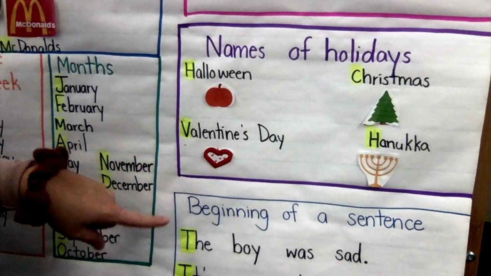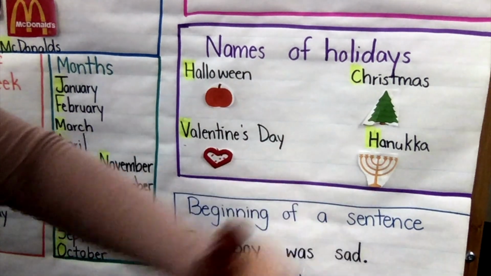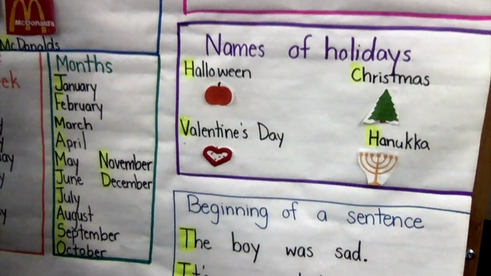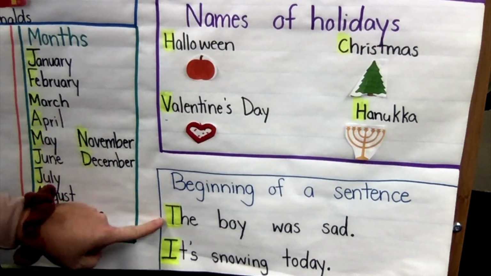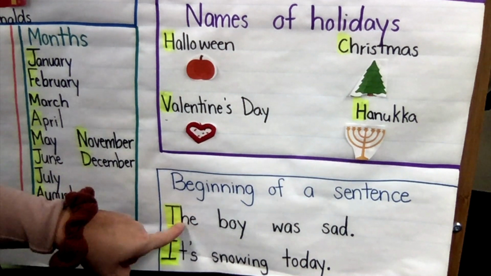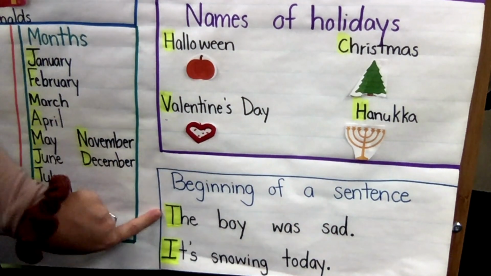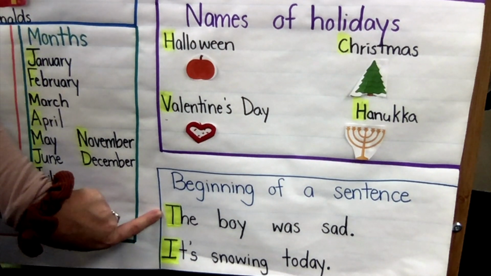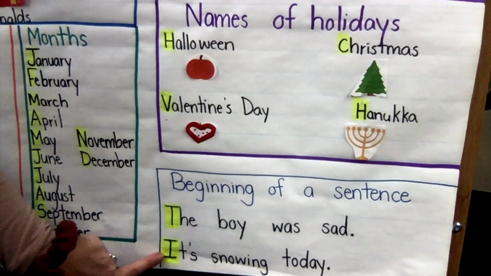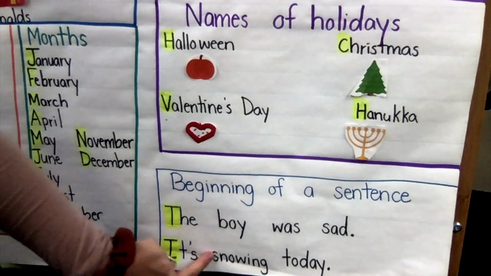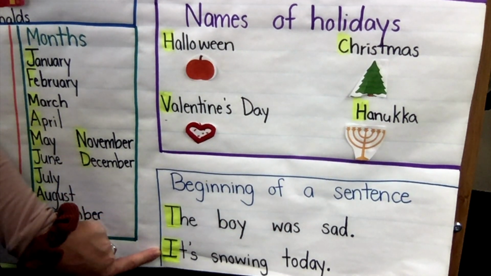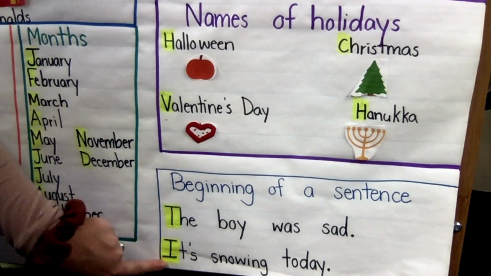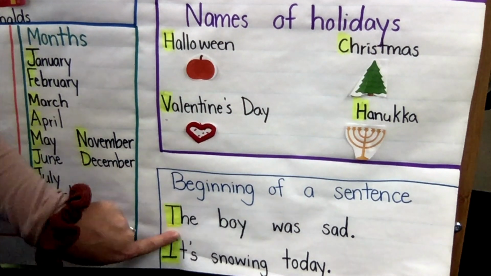In this box, in the blue box, it says beginning of a sentence. You guys already know that. No matter how I start my sentence, the first letter of my sentence is always a capital. Just like this. The boy was sad. Look, capital T to begin my sentence. It's snowing today. I'm going to start my sentence with a capital letter, and I highlighted it so you guys can see where the capital letter is. It's at the beginning of the sentence.